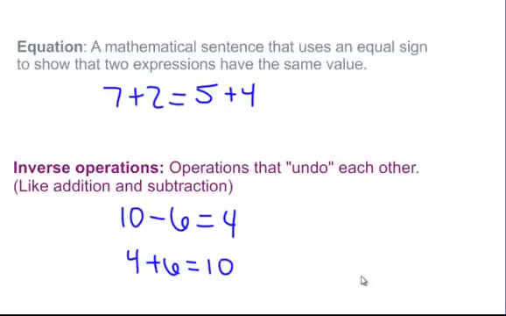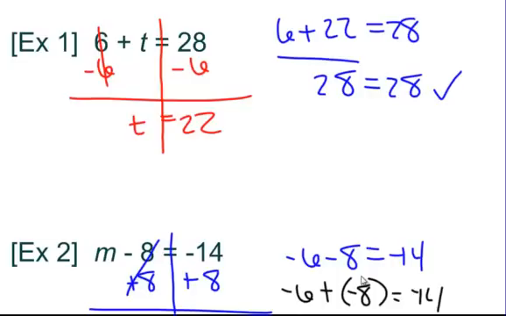Again, the big thing here is to isolate the variable. When it's addition, we subtract. When it's subtraction, we add. And you have to do the same thing to both sides.